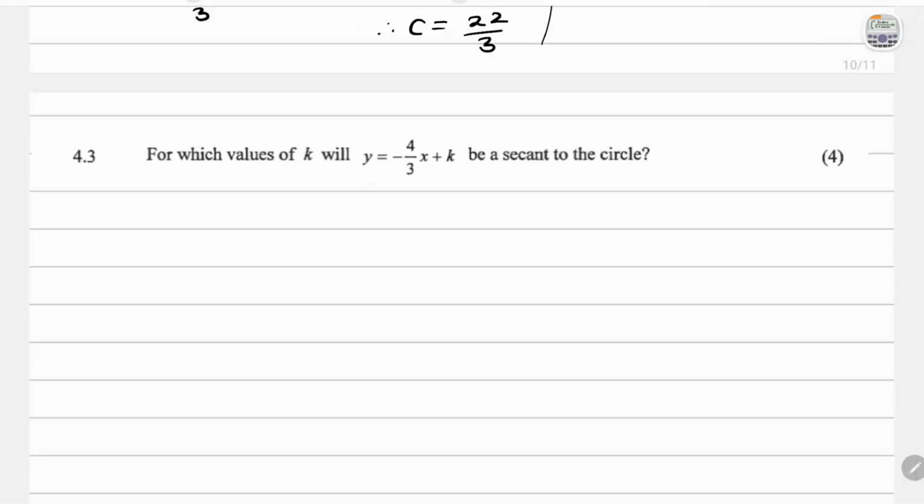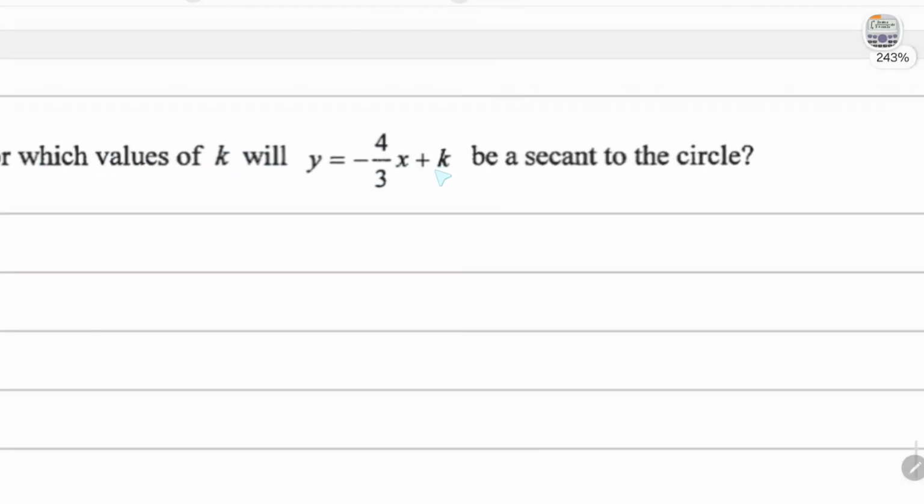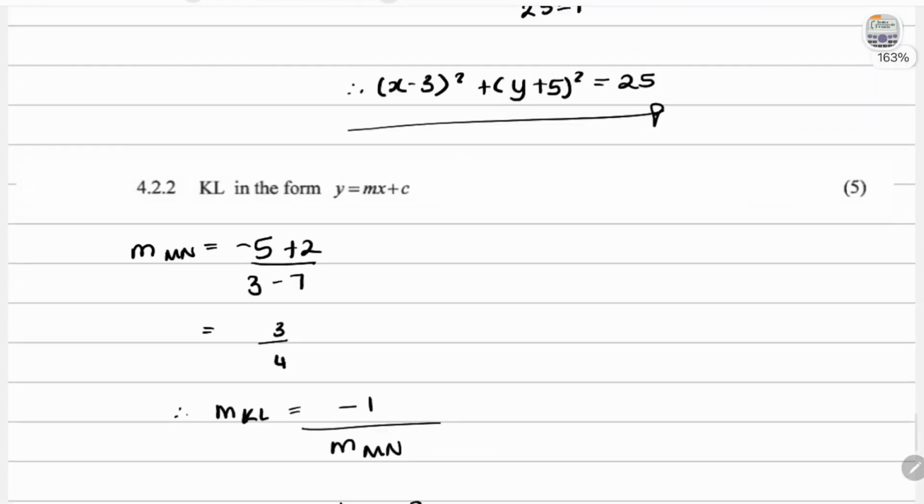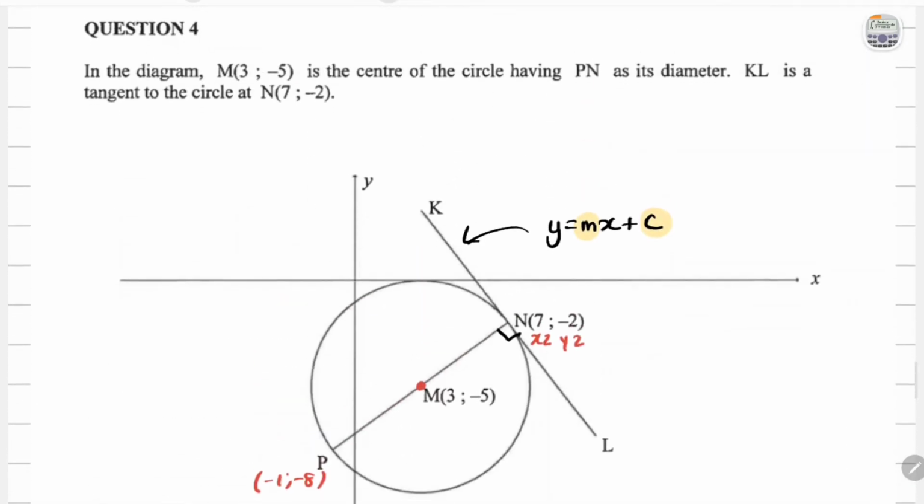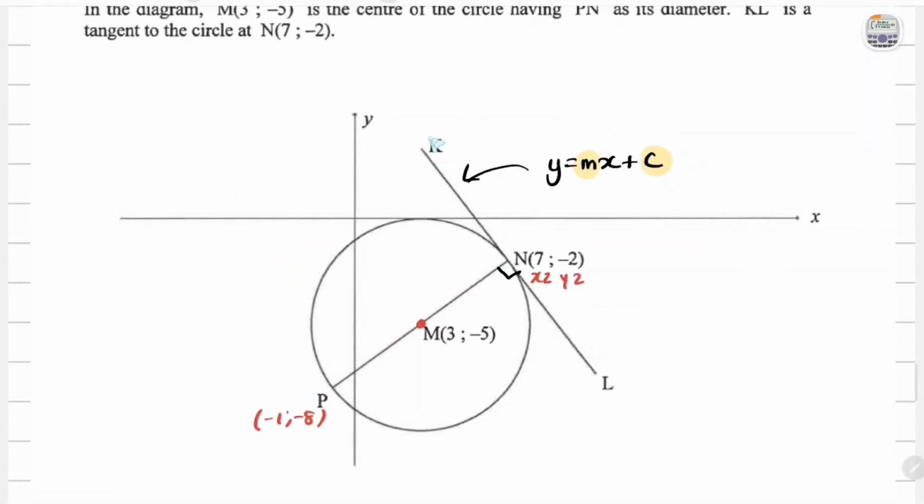We are on question 4.3, which says, for which values of k will y is equal to -4 over 3x plus k be a secant to the circle? You see the line they're using, with a gradient of -4 over 3, which we now know is this tangent. It's not this exact tangent, but they're just trying to see, for which values of k will it be a secant if k is that y-intercept?